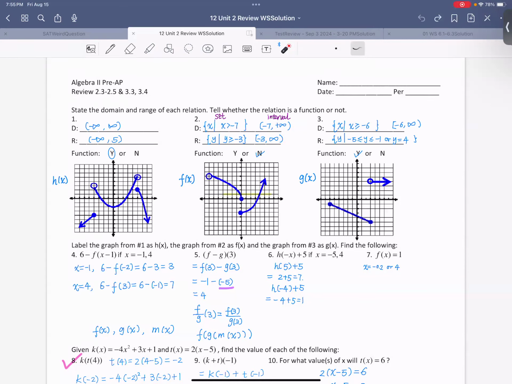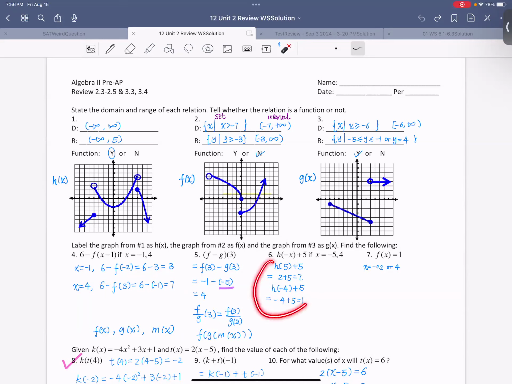You are looking for f of x minus 1. So you do f of negative 1, negative 1 minus 1 is negative 2. F of negative 2, oh, sorry, f of negative 2 is this one. F of negative 2 is positive 3. And f of 3 over here is negative 1.